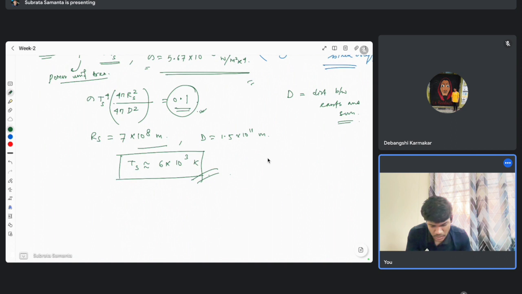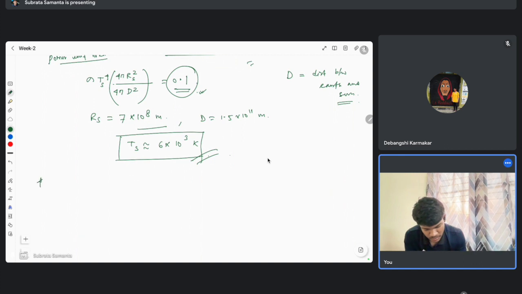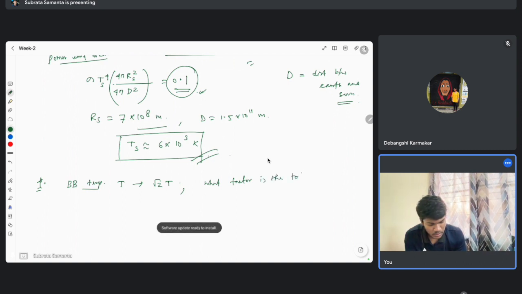The other problem is this: if the temperature of a black body is increased to, let's say, root 2 times the original temperature, by what factor is the total emitted power per unit area increased?